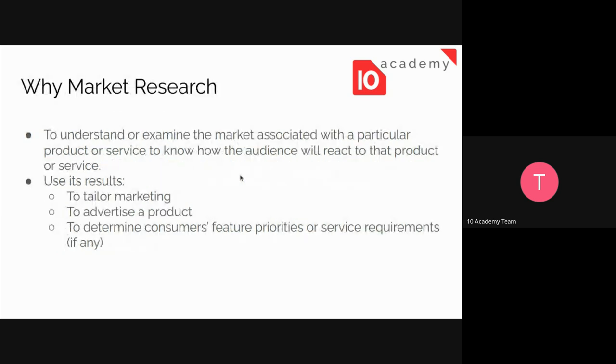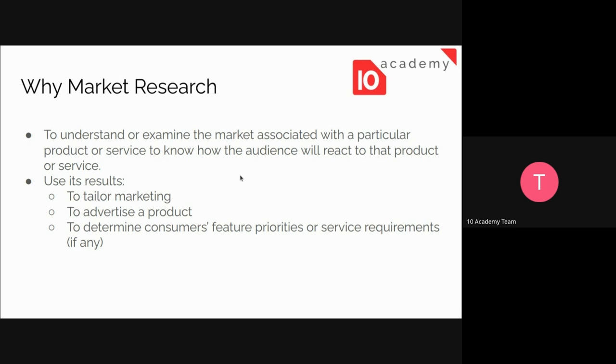Now let us see the reason why we want to engage in market research. Obviously, from the introduction up to now, you can have an idea because you said that you wanted to answer some questions, the why, the what, and the when. So in general, we want to understand and examine the market associated with a given product. It might be a product or a service that we want to give to our consumers or our customers. And we want to know also how the audience will react to that product or service. In general, this is what we want. This is the reason why we want to do a market research.